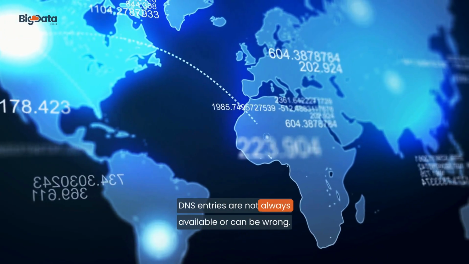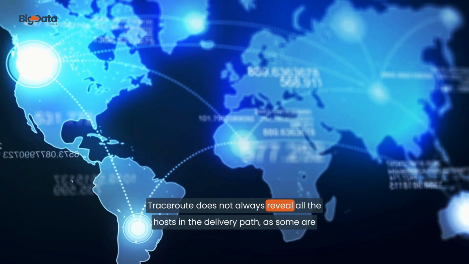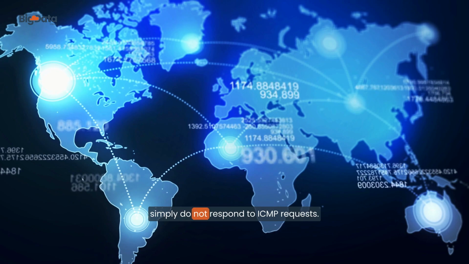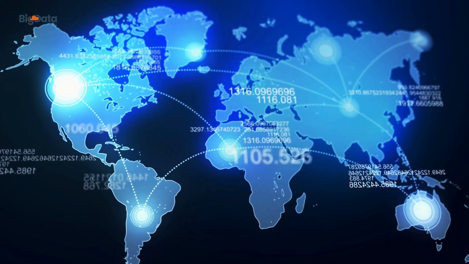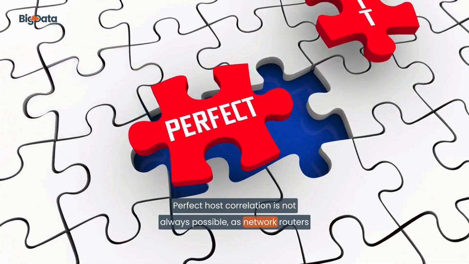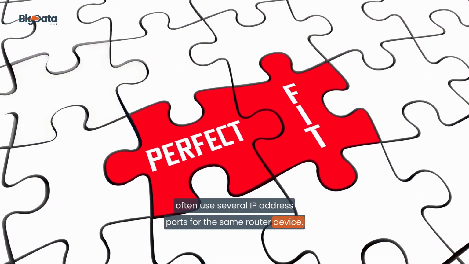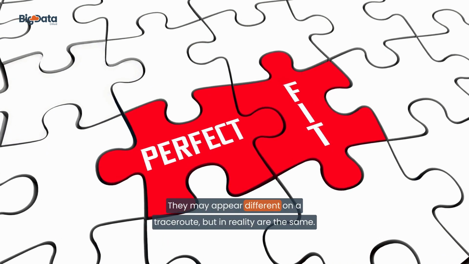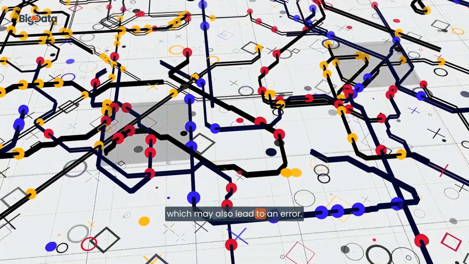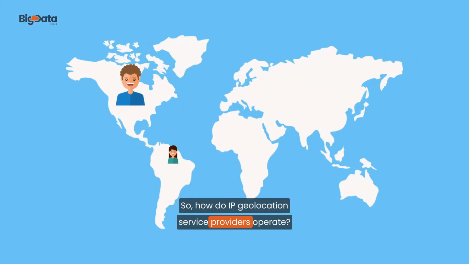DNS entries are not always available or can be wrong. Traceroute does not always reveal all the hosts in the delivery path, as some simply do not respond to ICMP requests. Perfect host correlation is not always possible, as network routers often use several IP address ports for the same router device. They may appear different on a traceroute, but in reality are the same, which may also lead to an error. So, how do IP geolocation service providers operate?